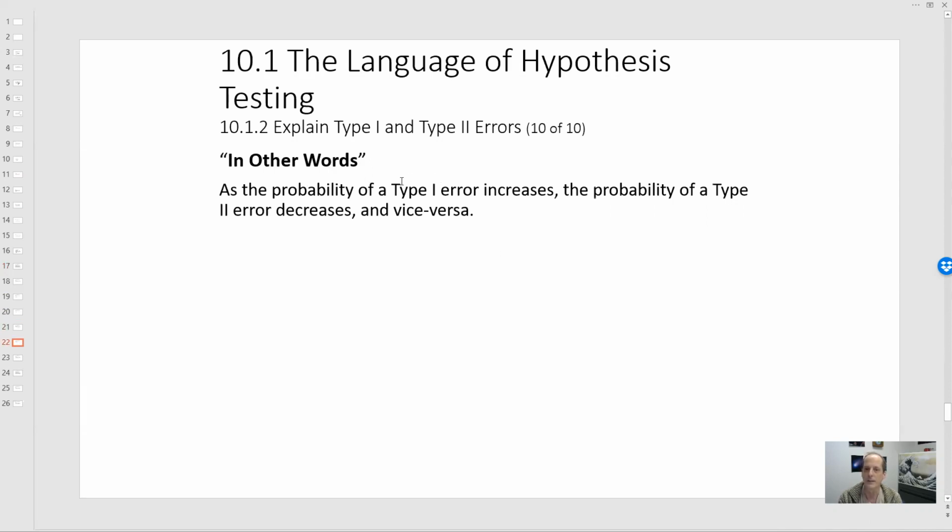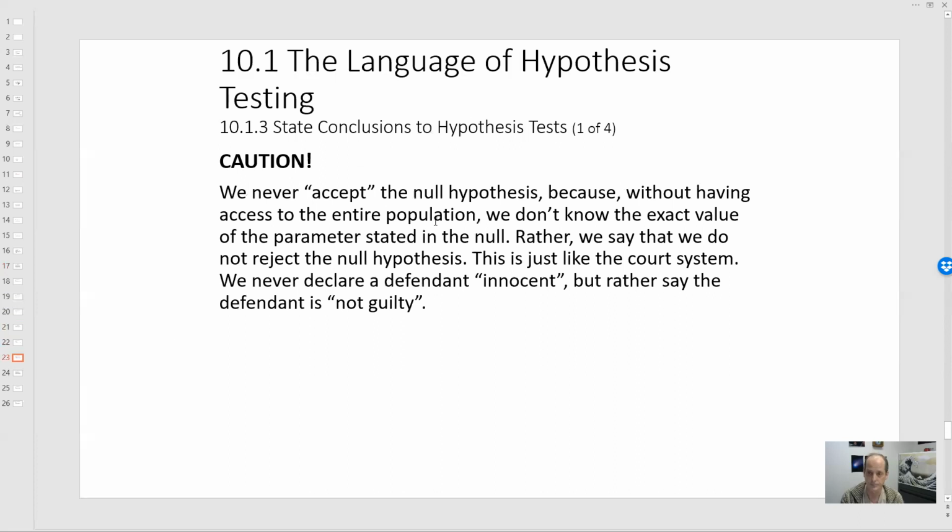Here's something interesting. If we increase the probability of a type 1 error, then the type 2 error is less likely. So they're kind of inversely proportional. And we don't use the word accept. You'll see that there's an accepted lingo, and accepting the null hypothesis is not how we use it. We basically just say that we do not reject.